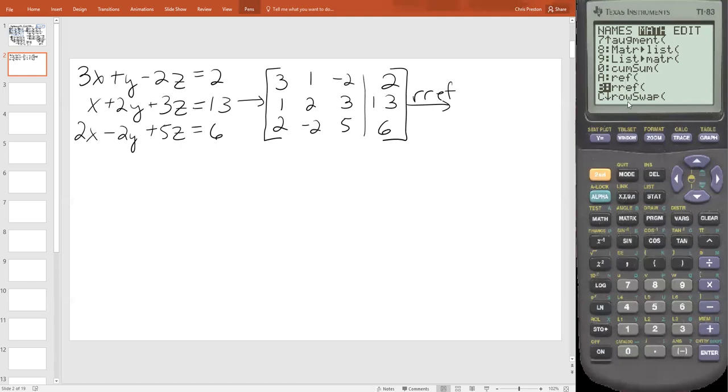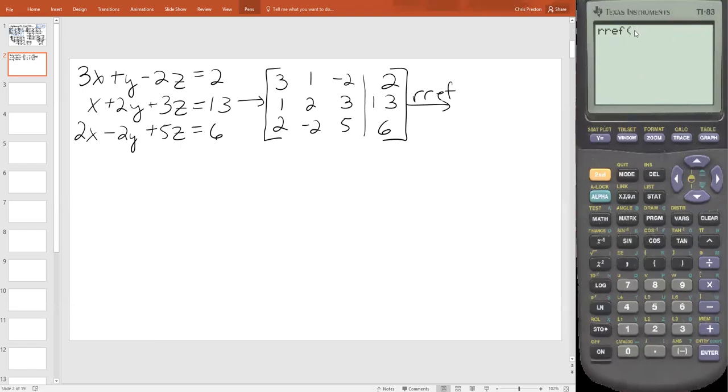The reason why you don't want row echelon form: one, it's not going to take you all the way to the answer. And the second reason is row echelon form is not unique. For the same problem, you can have different REFs, different row echelon forms, because of the whole flip-flopping rows and stuff. But there is only one reduced row echelon form for a matrix. So that's the one we want.